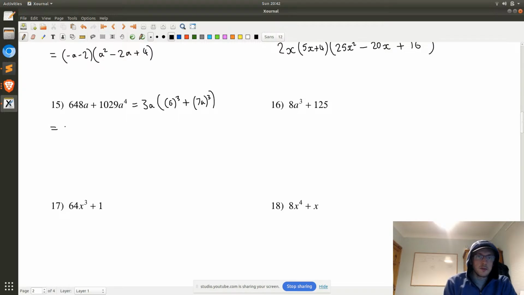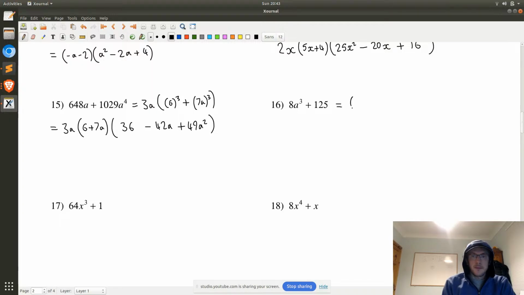And now, to follow the pattern, 3a comes first. 6 add 7a comes next. Open your brackets. Put a minus sign there and a plus sign there. Okay. 36 comes first. Then the 6 times the 7a, so 42a. And then finally, 49a squared.